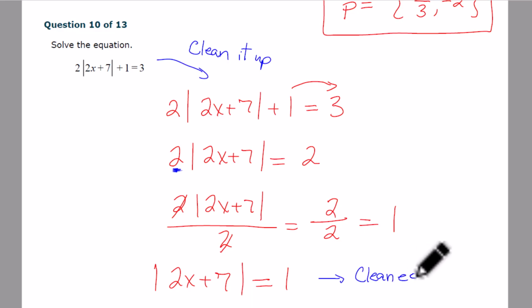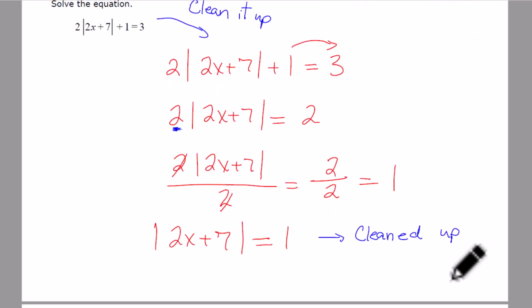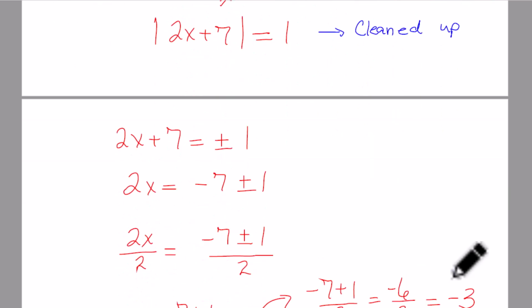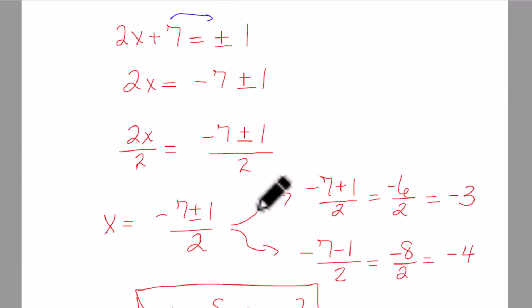It is cleaned up, so now I can use what I know about absolute value. All right, so I grab the inside, set it equal to plus or minus the number on the right. I move this plus 7 to the right, divide both sides by 2, and then I take care of the plus here on the top and the minus there on the bottom. And so I get answers of -3 and -4.